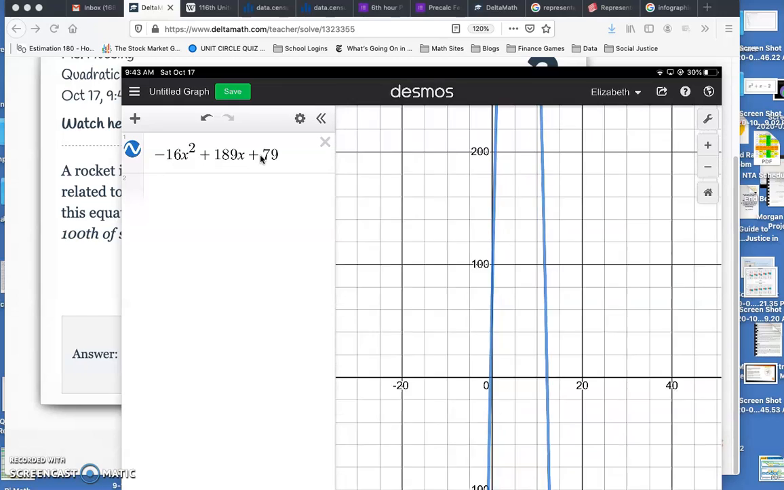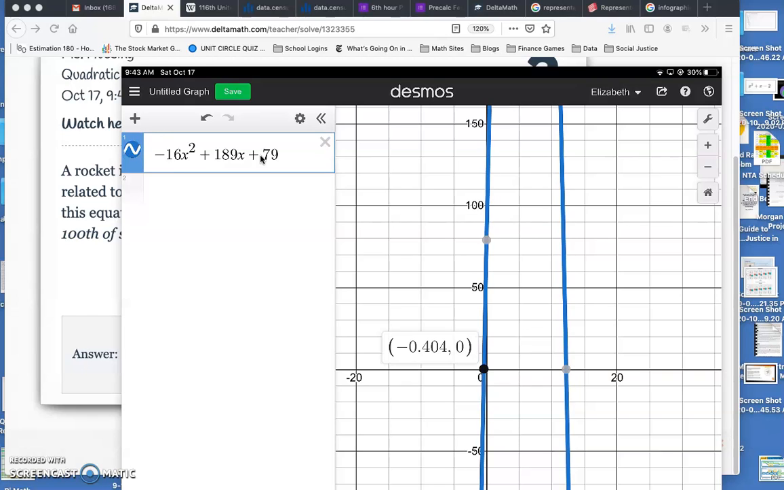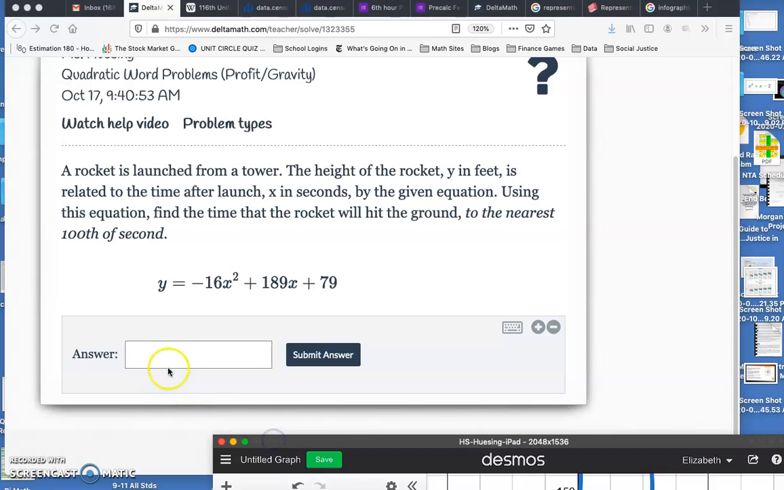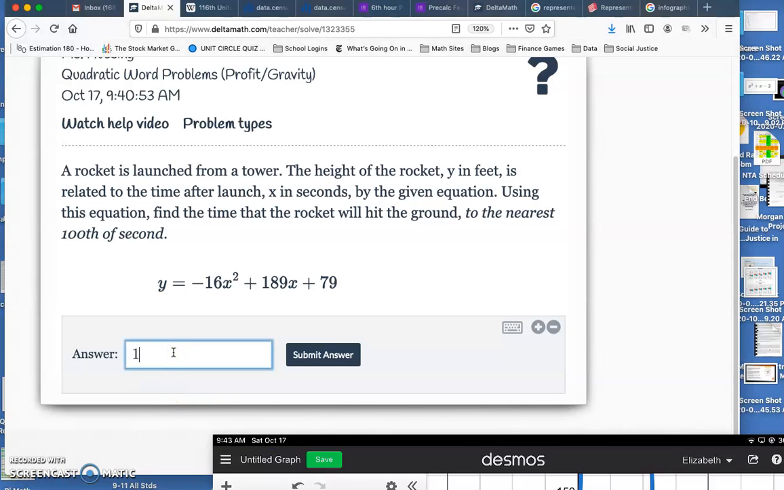So I need the x-intercept, and there's 2. So which one would make sense if we're talking about time? We have this negative one here and this positive. Well, we're not going to have negative time, so we have 12.217. And it says to the nearest hundredth. So 12.217. Oops.